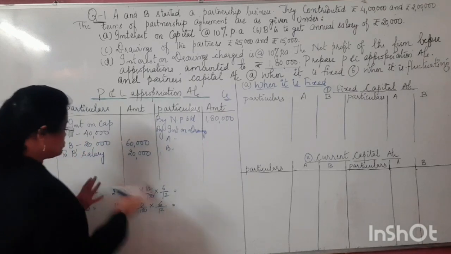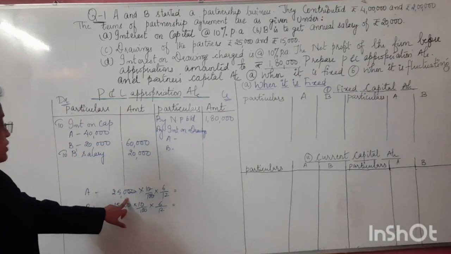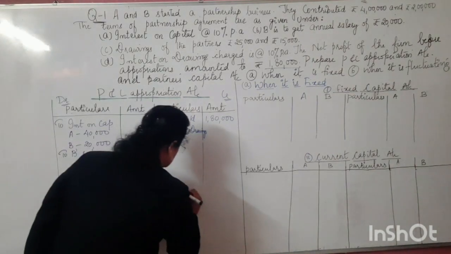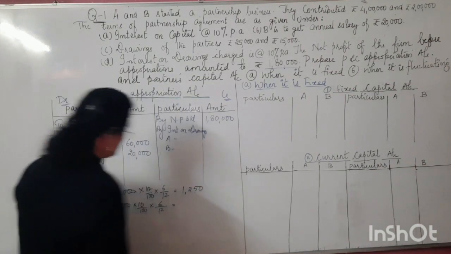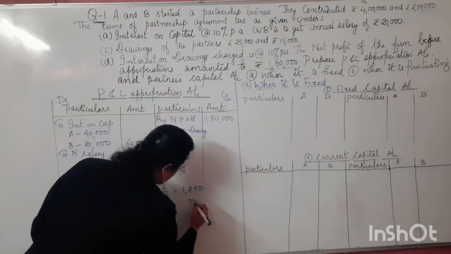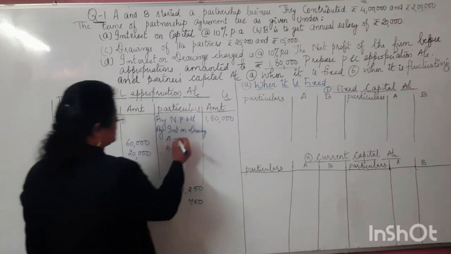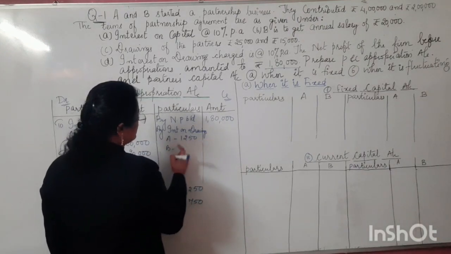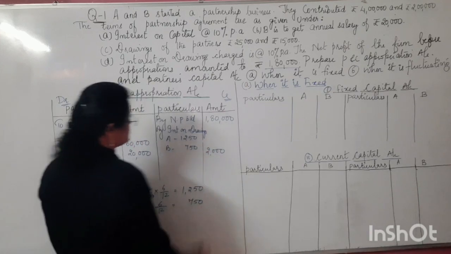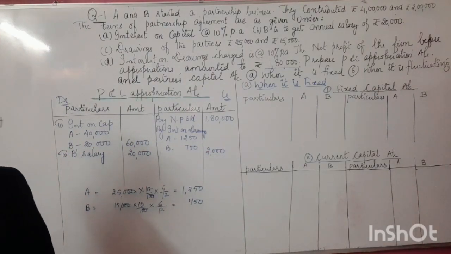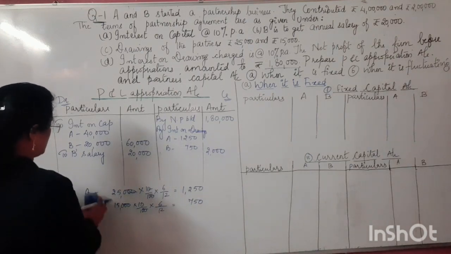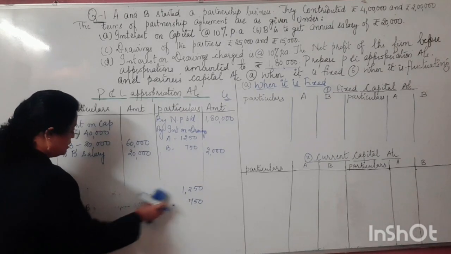Okay children, if we solve this, first the 10% of 25,000 is 2,500. 6 by 12 means you can divide it by half, so this makes 1,250 for A. Similarly, for B we get 750. Let us write down 1,250 and 750. Hence the total interest on drawings will be 2,000. Most of the items already given in the question we have taken into account.